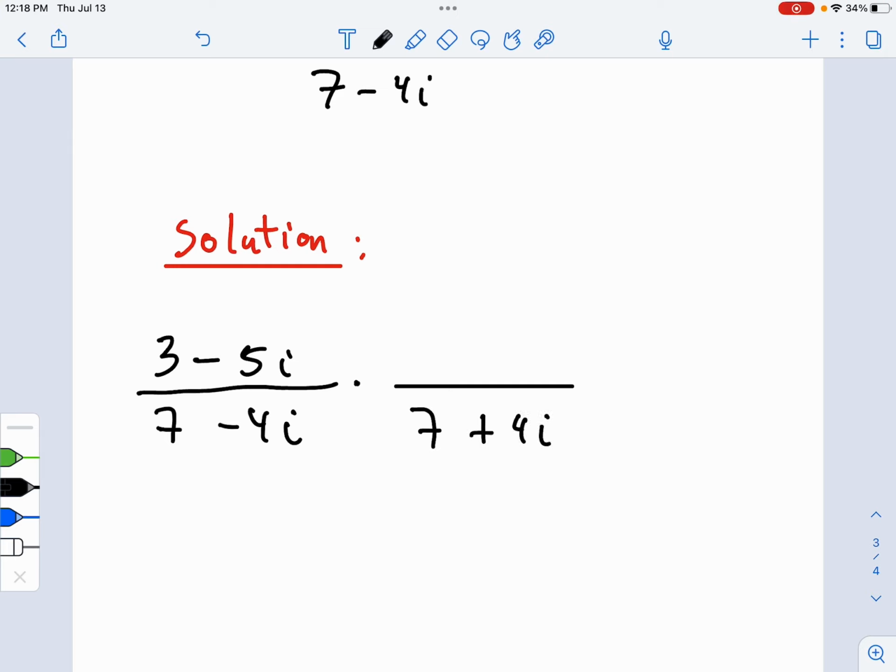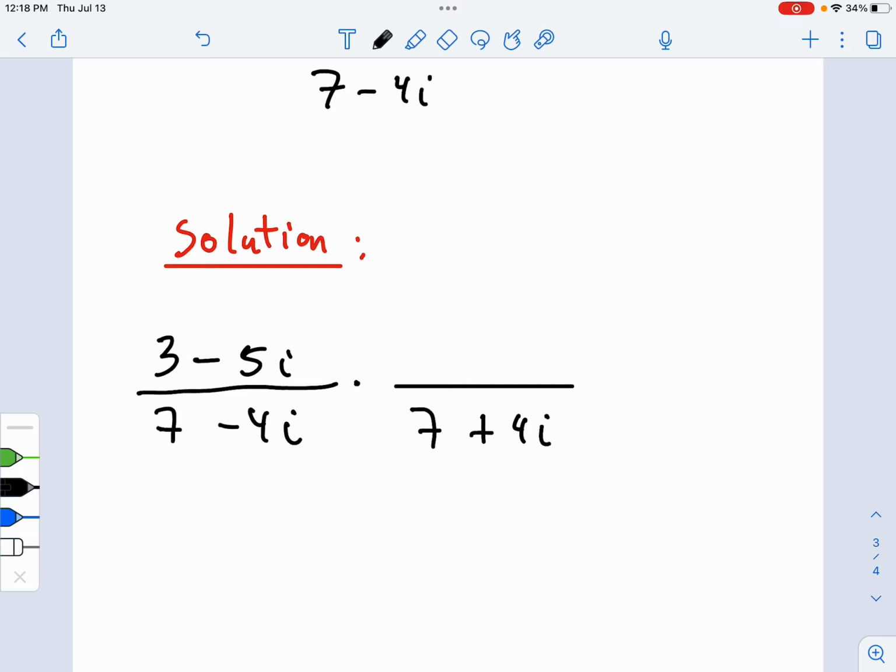So you keep the respective numerical values the same, the 7 and the 4, but the sign in the middle changes. If it was negative, it turns to positive. If it's positive, it turns to negative. That's what the conjugate of an imaginary number is. The absolute value of the 7 and the 4 stays the same.